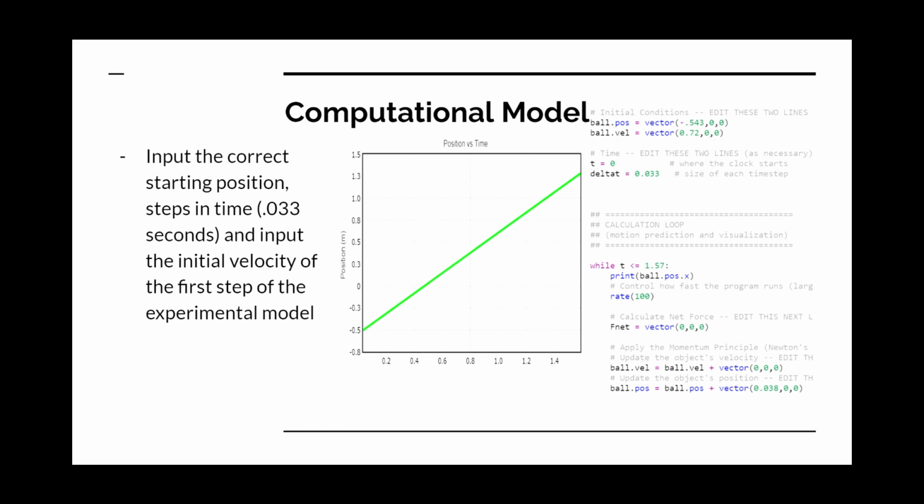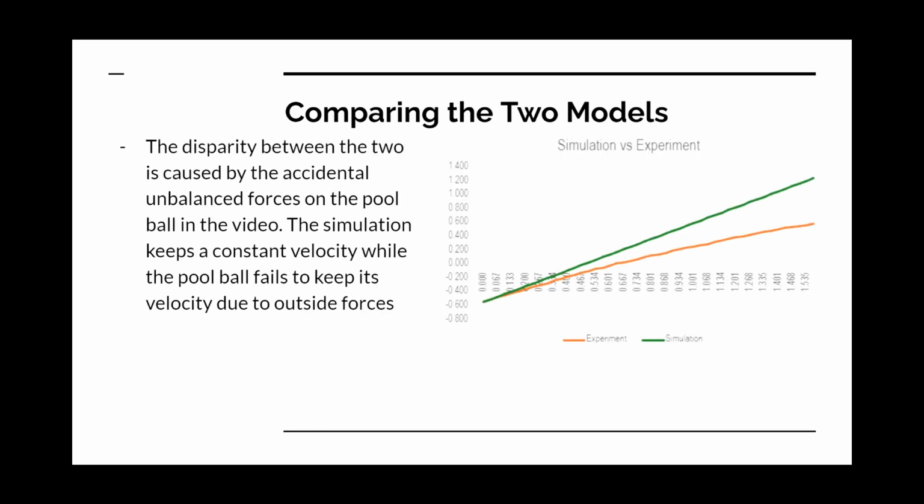So I did that for each and every time step, meaning it would have an exactly constant velocity, which it didn't have in the experimental model because it ended up curving off. So in this ideal computational model, we can see that it's perfectly linear. It ends up going a bit further than it did in my experimental model because it maintained its velocity the entire time. So let's compare these two models.